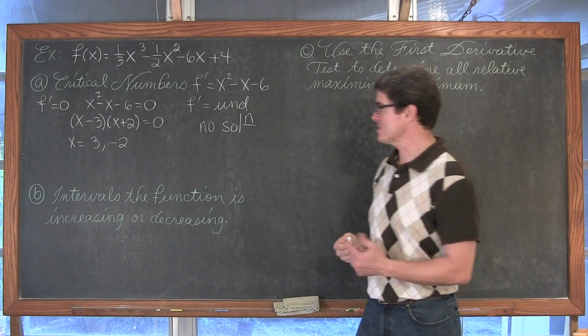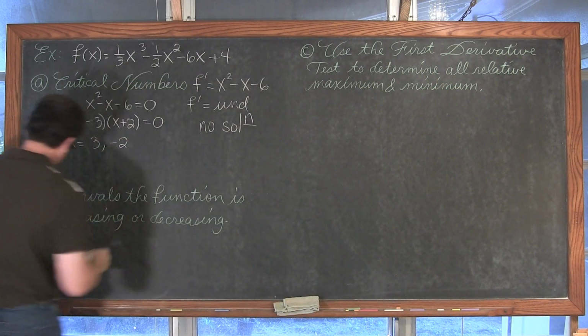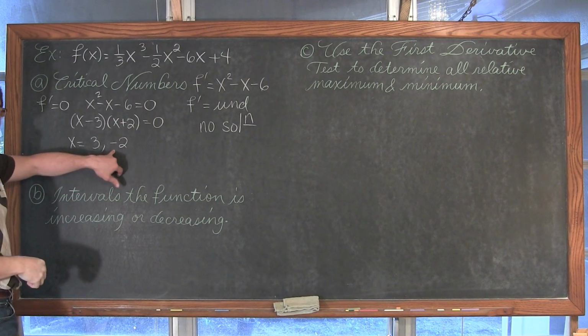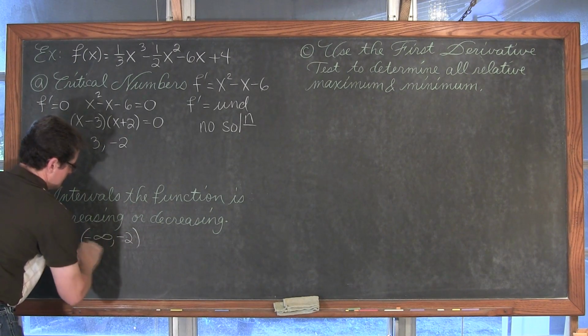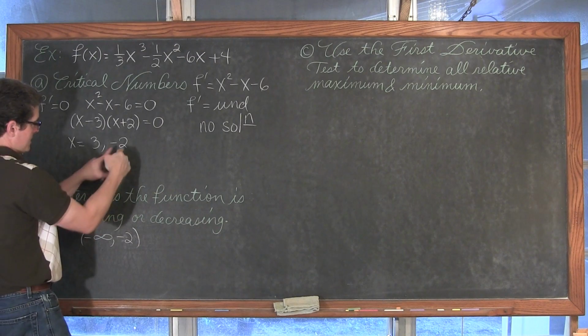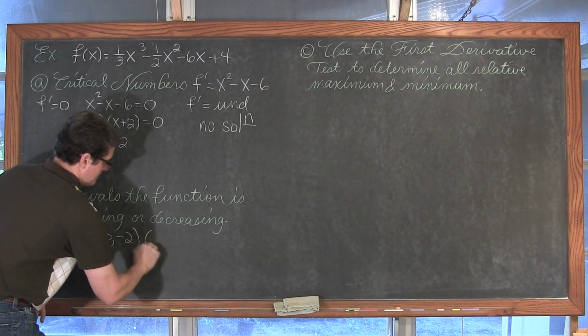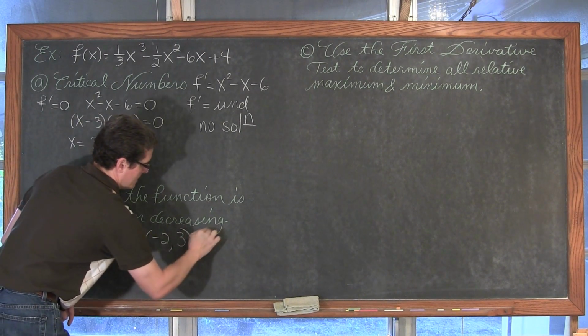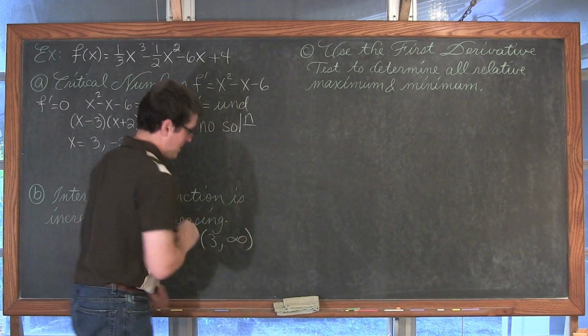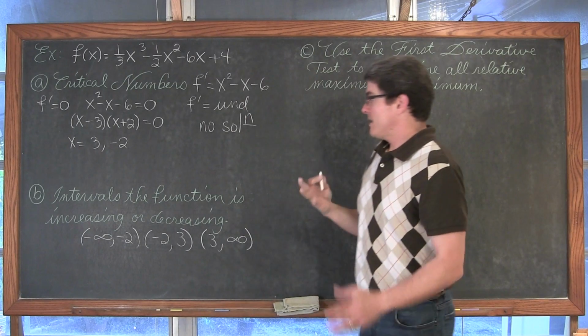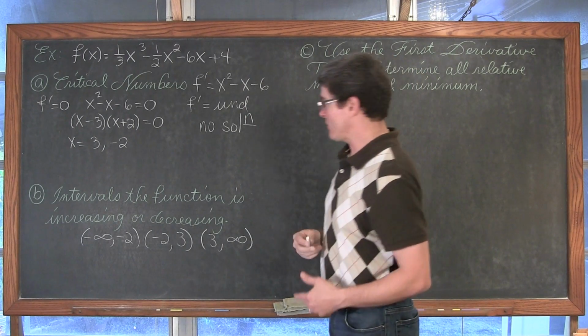So our intervals are from negative infinity to negative 2, and from negative 2 to 3, and then finally from 3 to positive infinity. And we're looking, of course, for the signs of our first derivative.